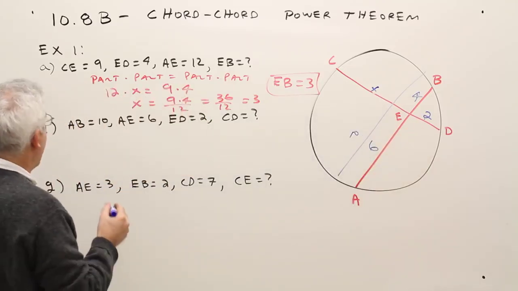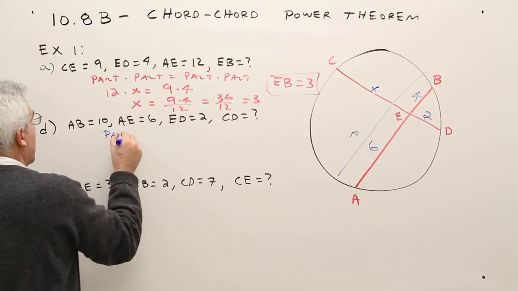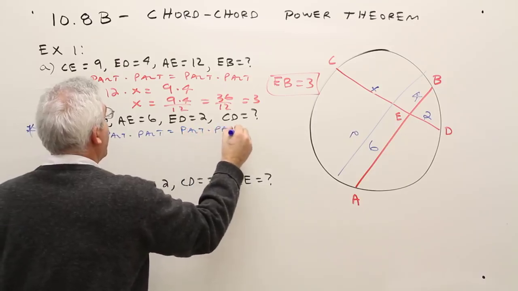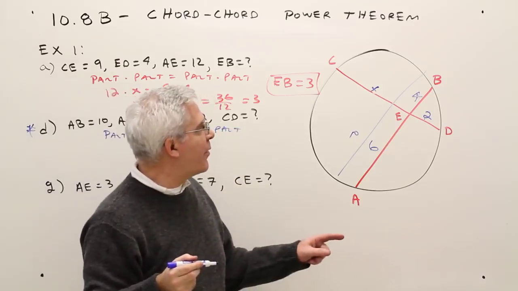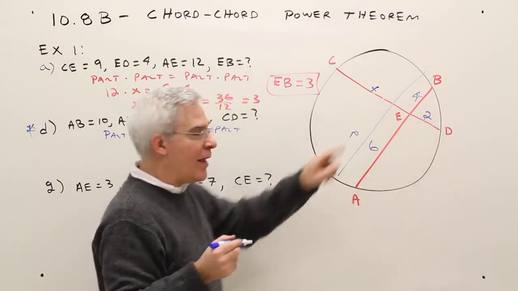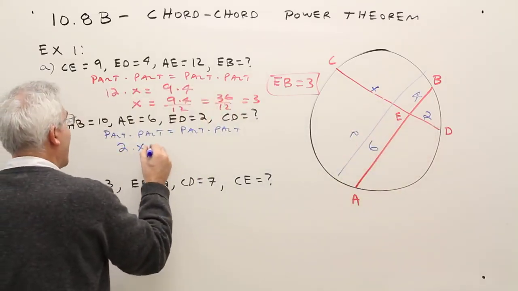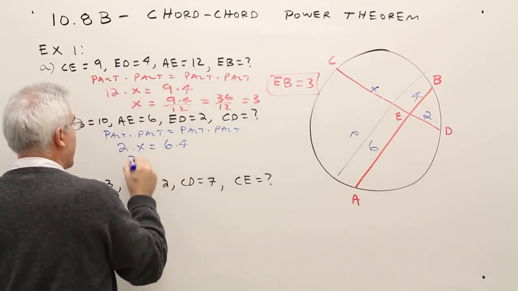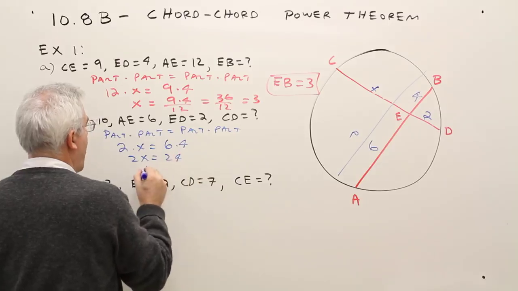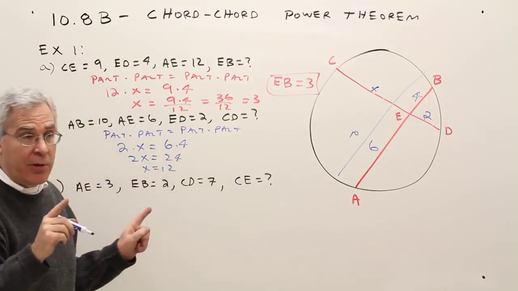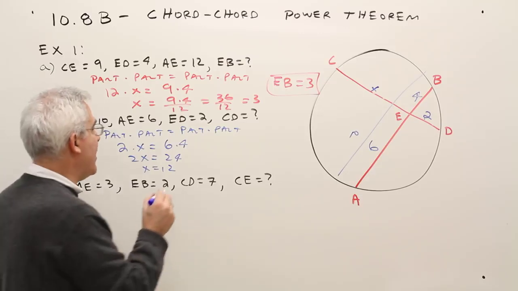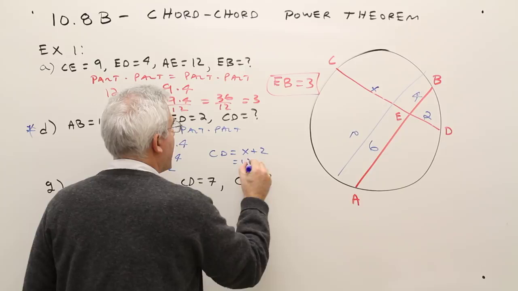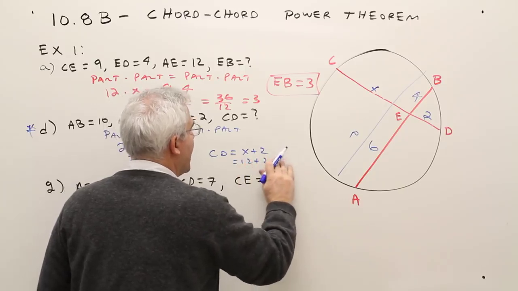Okay. So again, part times part equals part times part. So I'll just go 2 times X equals 6 times 4. So 2X equals 24. So X equals 12, but they didn't care about X, they wanted CD. CD is going to be X plus 2 equals 12 plus 2, so CD equals 14.